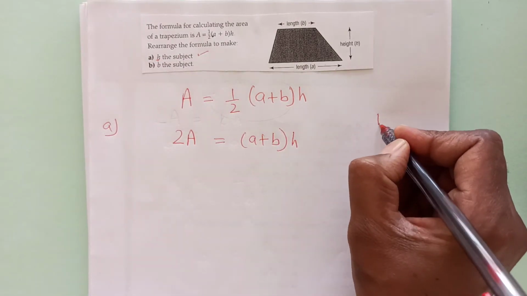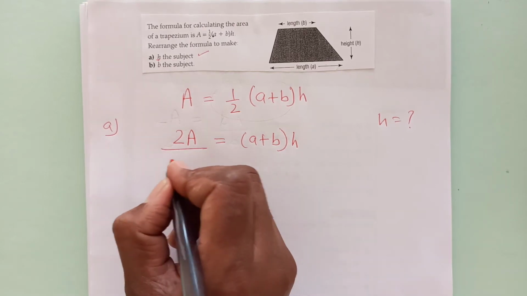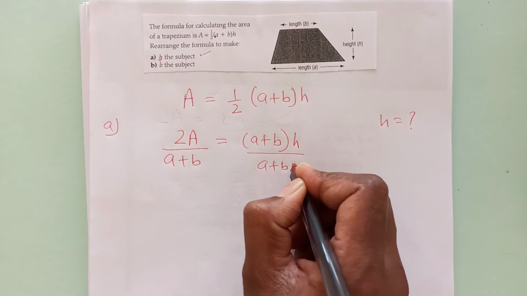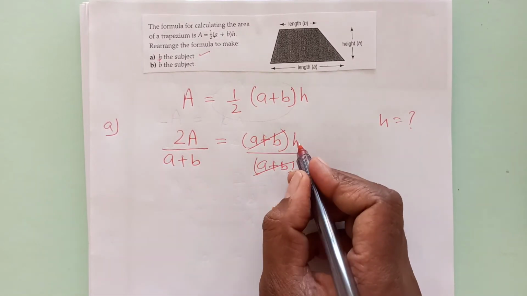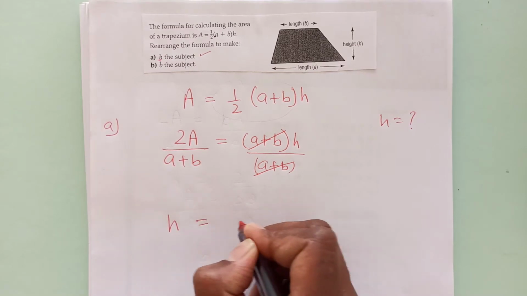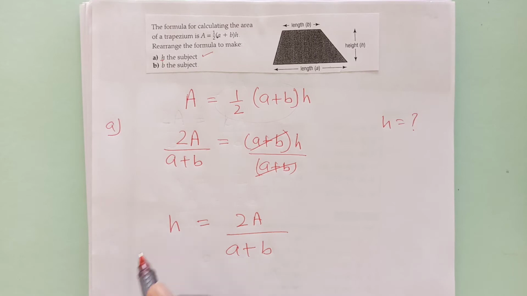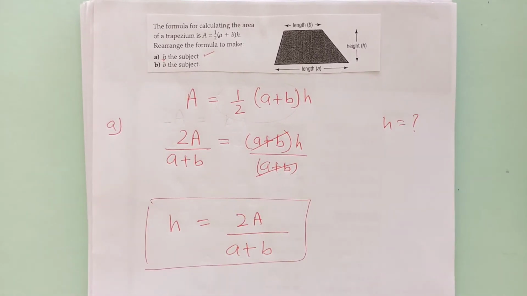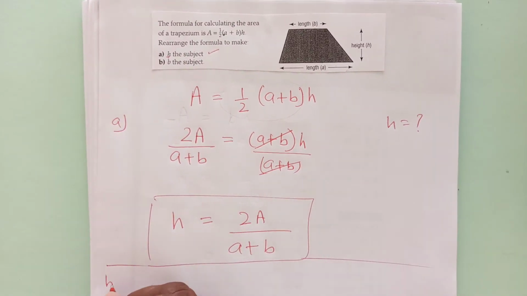So we need H the subject. So divide it by A plus B, A plus B. So this factor will cancel with that. So then you have H equals 2A over A plus B. So we have made H the subject here. Now part B is to make B the subject. Now in part B we need to make B the subject.